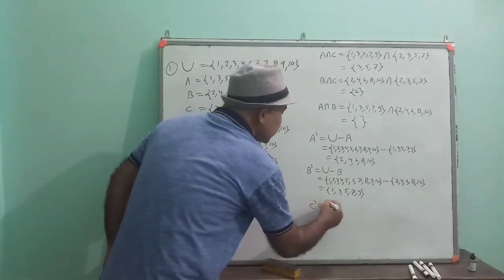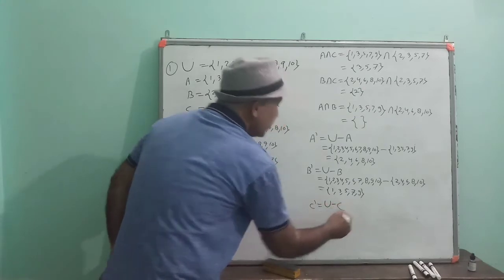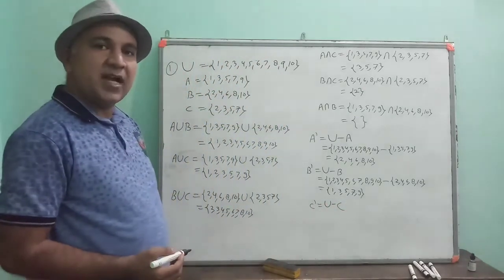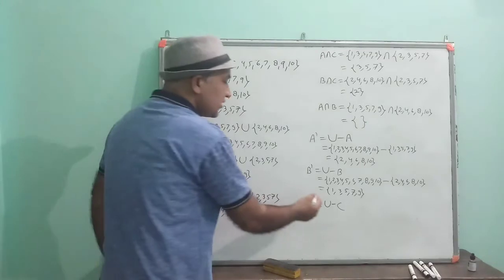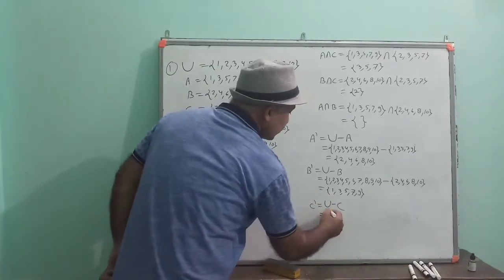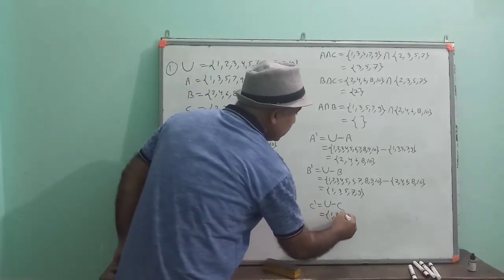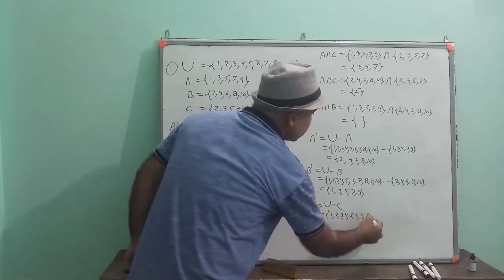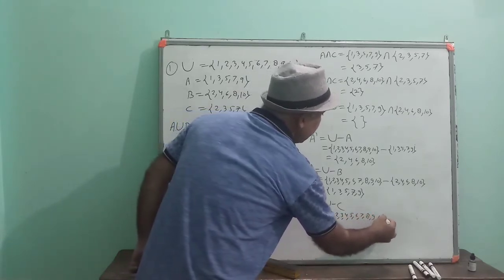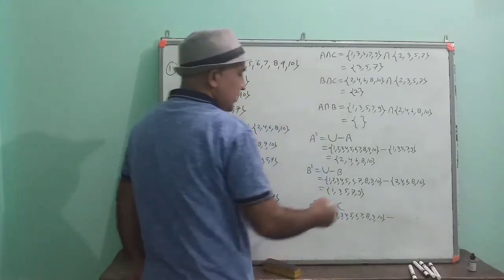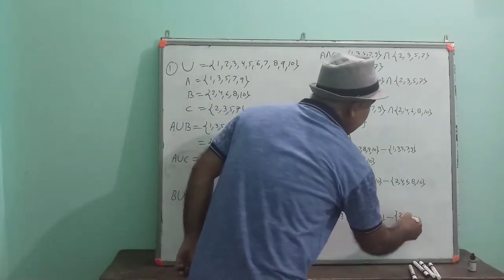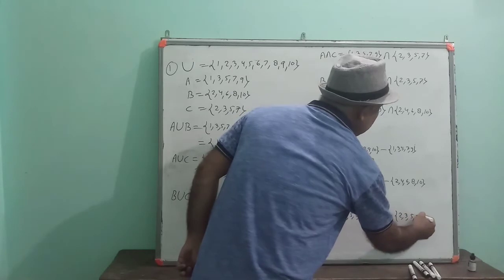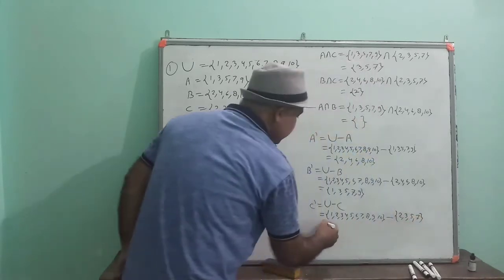Similarly, you can find the C complement also. C complement means universal set minus C. So the universal set is 1, 2, 3, 4, 5, 6, 7, 8, 9 and 10, minus C. The C set has all the prime numbers less than 10, so 2, 3, 5 and 7.